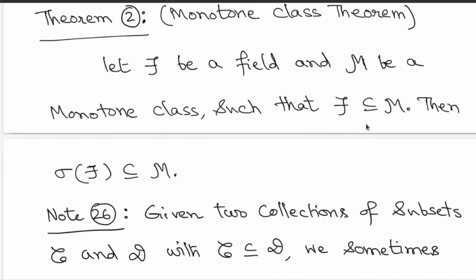So all we are saying is that if you have a field, then you will also expect to have sequences of sets from the field, and then their countable unions and things like that also will belong to the monotone class. That's what this generated sigma field contained in monotone class implies. So this is a very important theorem, and we do not prove this, we are just stating it as part of the course. Now what are the implications of this?